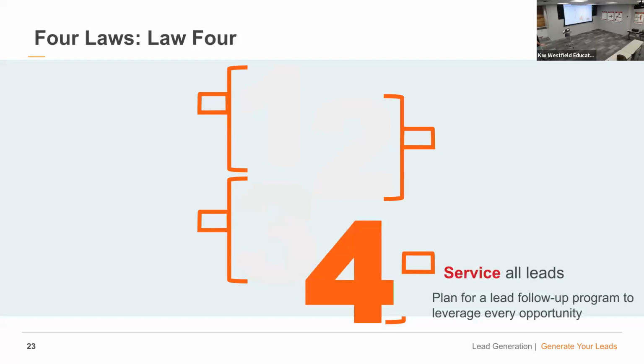Okay, good. Moving on. Law 4, service all leads. So plan for a lead follow-up program to leverage every opportunity. Again, this is about when you get new people in your database, what are you doing with them?